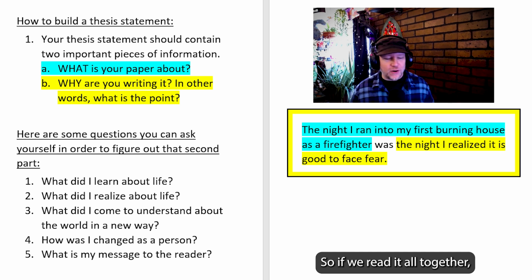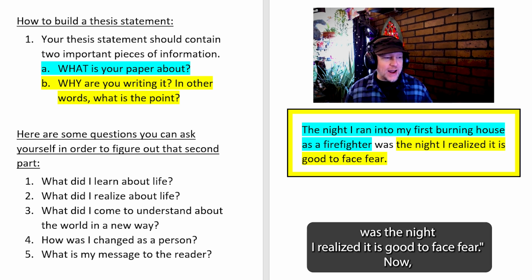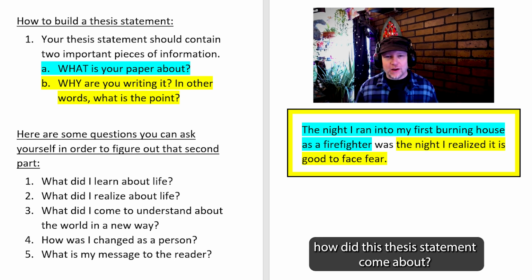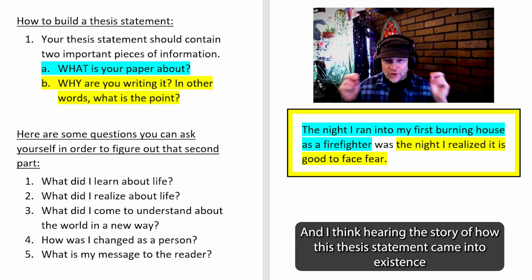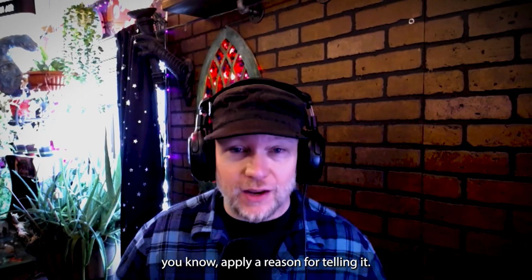So if we read it all together, it says, the night I ran into my first burning house as a firefighter was the night I realized it is good to face fear. Now, how did this thesis statement come about? And I think hearing the story of how this thesis statement came into existence will help you choose a story from your own life and apply a reason for telling it, okay?